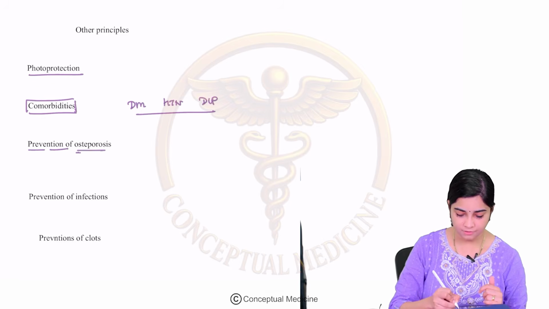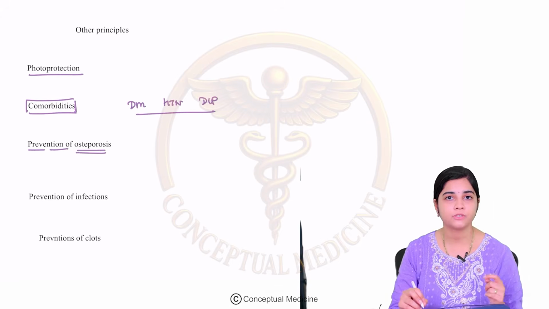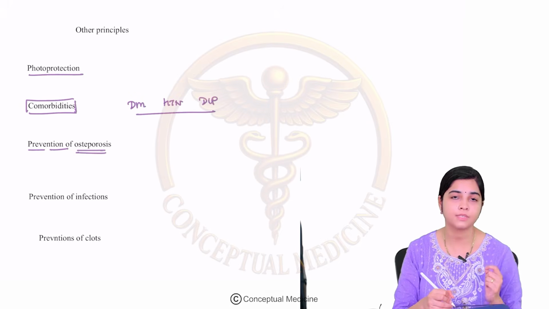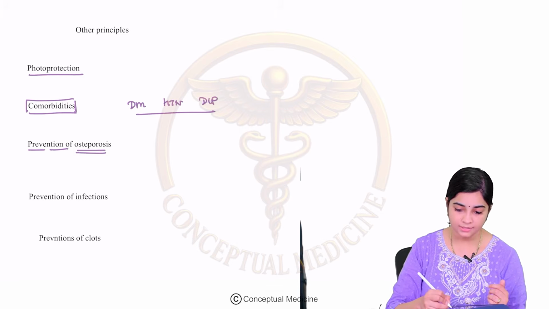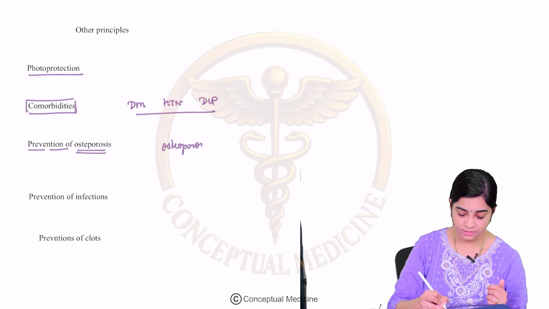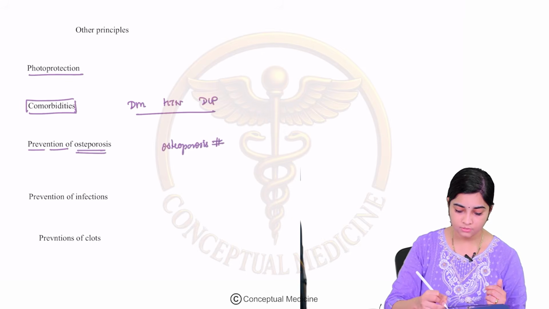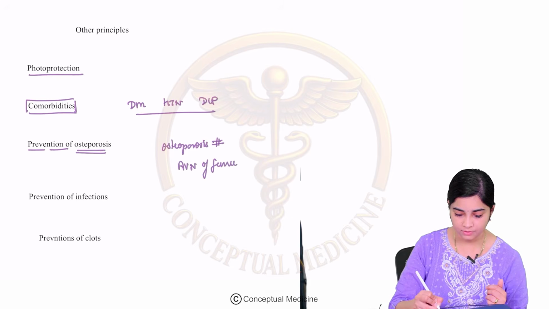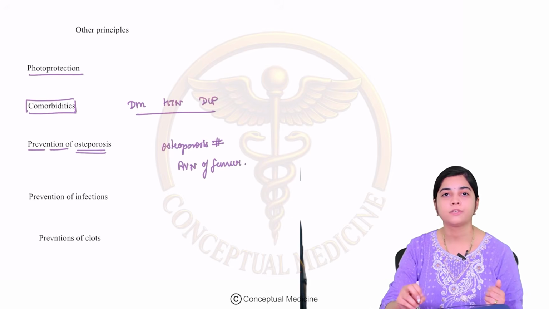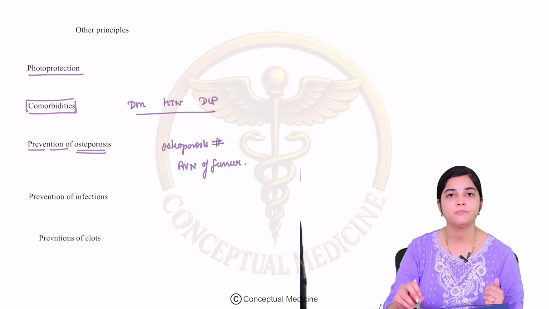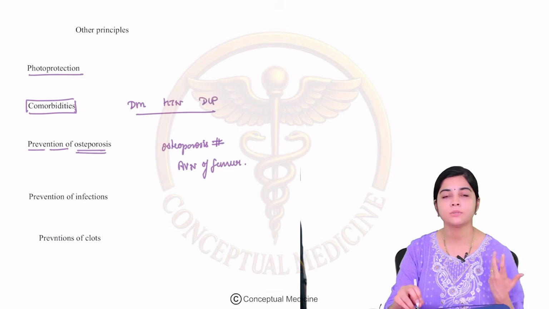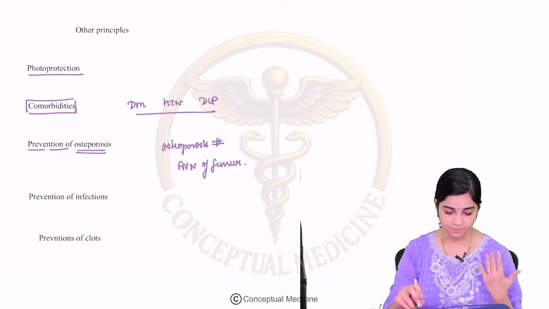Then prevention of osteoporosis is also very important, because long-term glucocorticoid use is associated with a high risk of osteoporosis and osteoporosis-related fractures. Also, there is an increased risk of avascular necrosis of the femur. So please monitor bone mineral density, especially if they have been on large doses of glucocorticoids, and prevent falls. Provide them with vitamin D and calcium supplements.